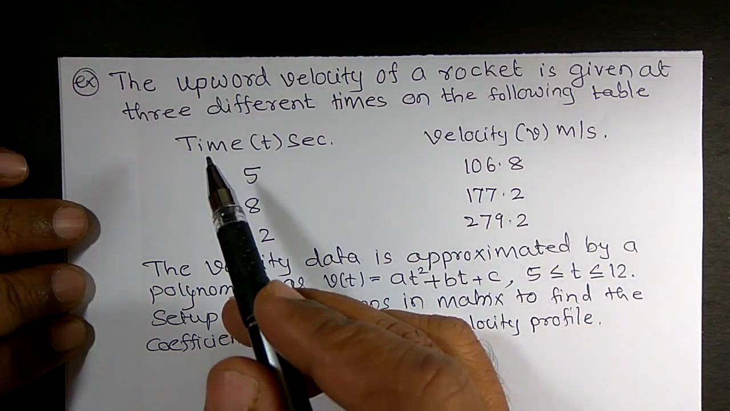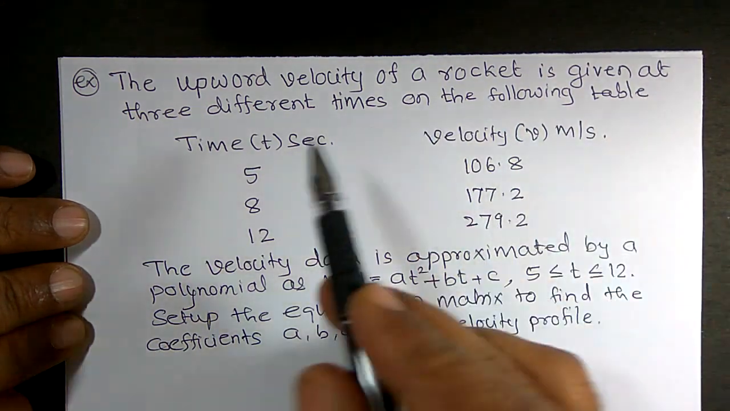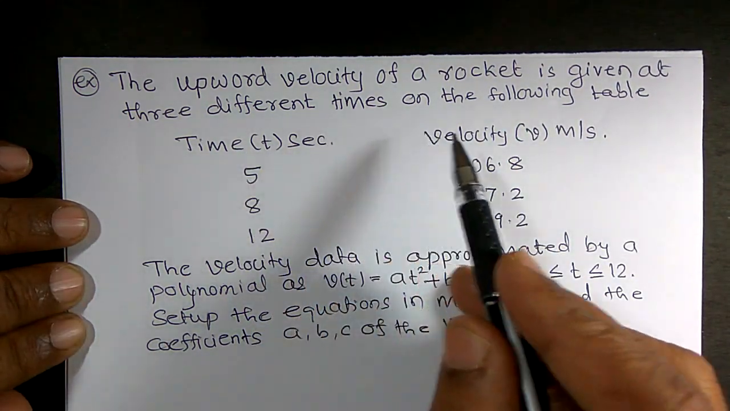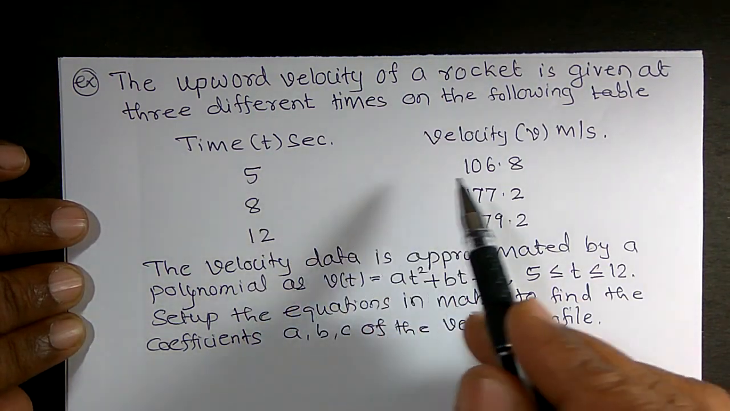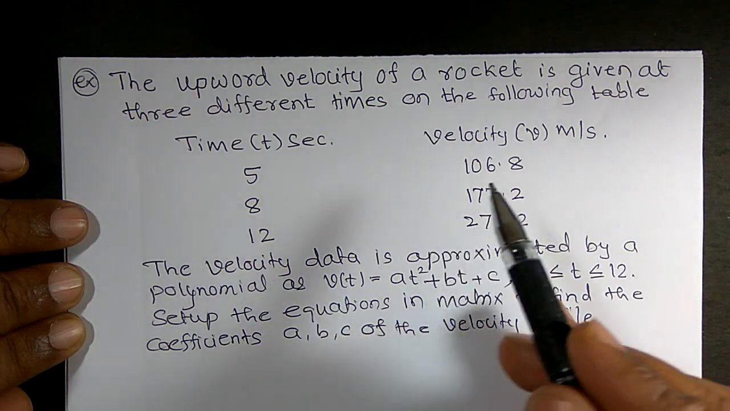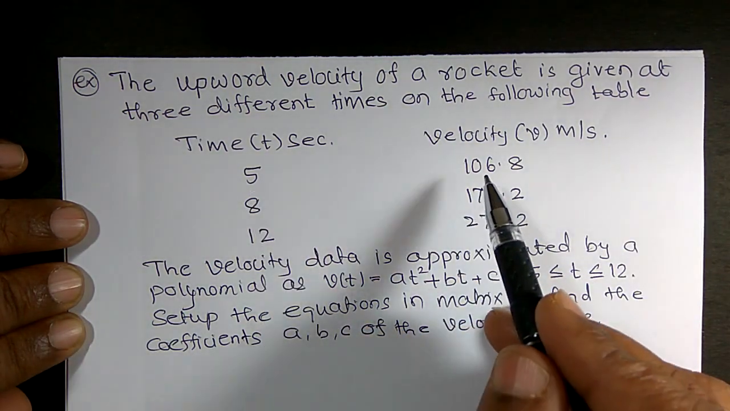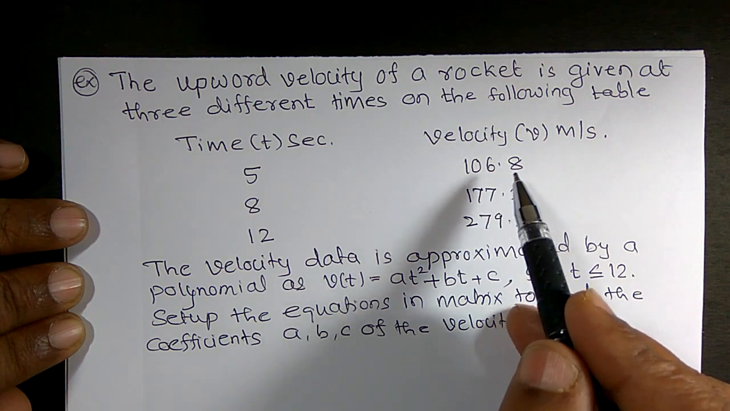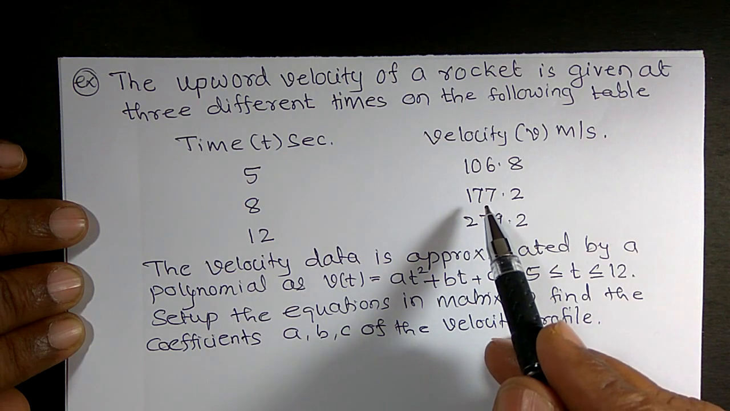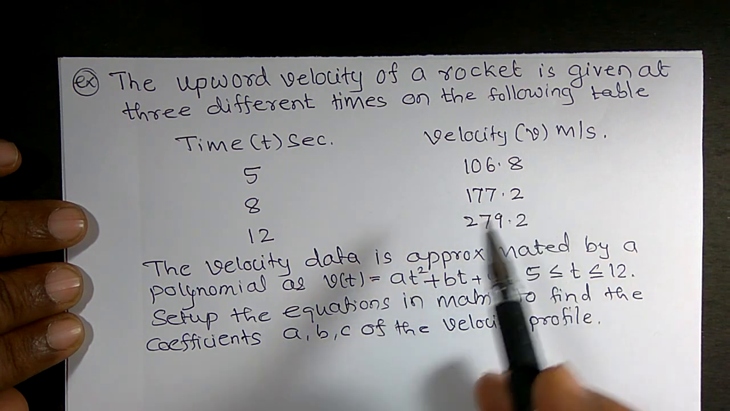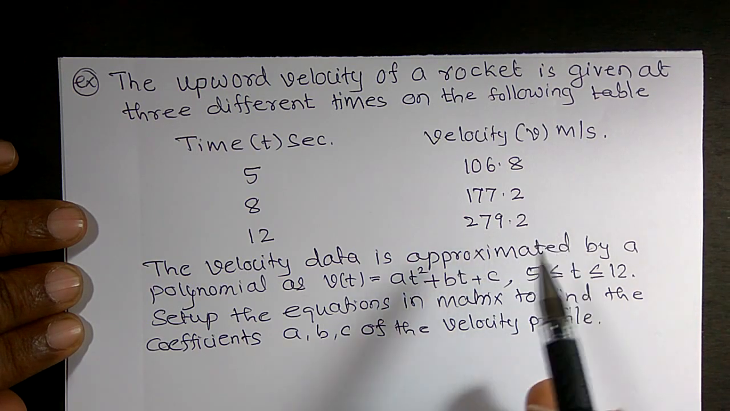Hello friends, it is given that the upward velocity of a rocket is given at three different times in the following table. Time t in seconds is 5, 8, 12. Velocity v in meters per second at t equal to 5 is 106.8. At time 8 seconds, what is the velocity? 177.2. At t equal to 12, 279.2 meters per second.